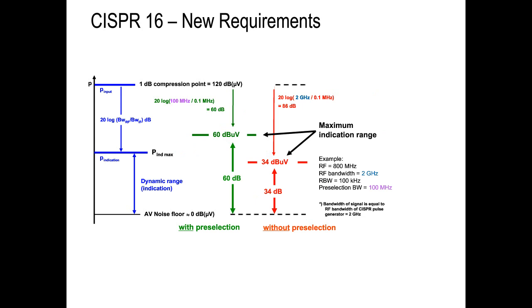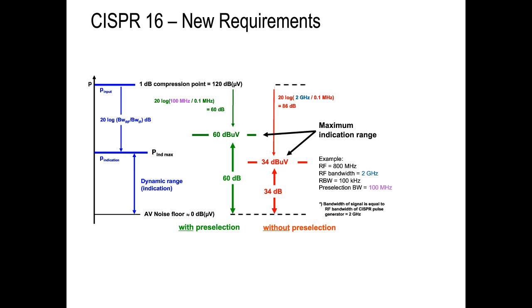If you have a 1 dB compression of 120 dB microvolts, now you have a 2 gigahertz pulse. That's actually the pulse from the standard. So you would decrease the dynamic range by the ratio of 2 gigahertz to 100 kilohertz, if that's the RBW. So you're basically decreasing the dynamic range by 86 dB. Now your overload is at 30 dB microvolts. And again, that's a spectral density. That's 30 dB microvolts at every frequency across the bandwidth that you're looking at.